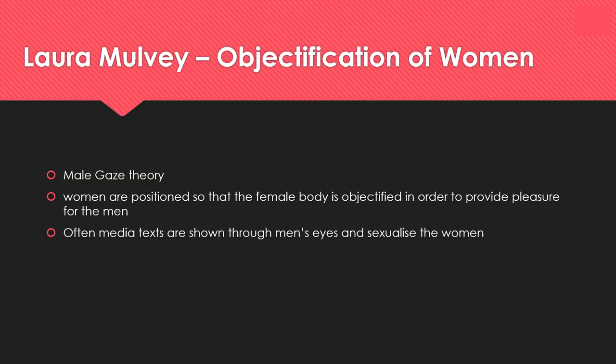Another theory that you need to know is Laura Mulvey's Objectification of Women. This is sometimes called the male gaze theory. And the idea behind it is that she suggested that women are positioned so that they are objectified in a media text. So in other words, in a film or TV show, women are positioned to be objectified as sex objects. And the male gaze theory name comes from the idea that the camera and the way that the film is shot is to show it through men's eyes and sexualize those women.